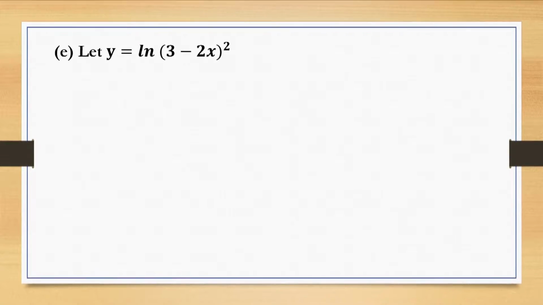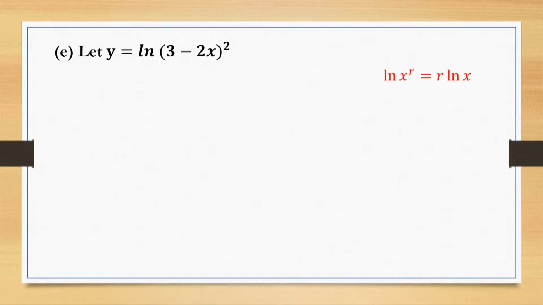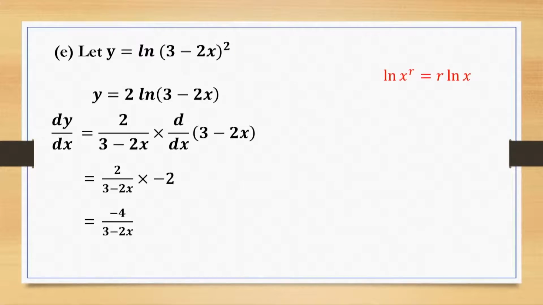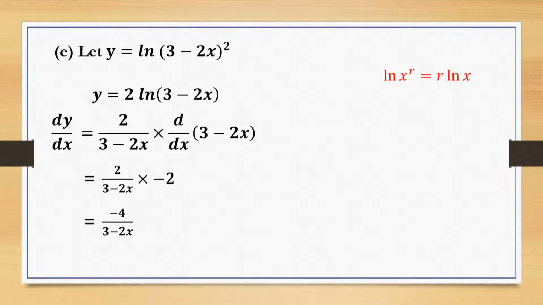Part E, I need to find the derivative of ln(3 minus 2x) squared. So here, what I have done, let y be equal to the given expression to be differentiated. Let y be equal to ln (3 minus 2x) squared. Now, you will recall in the laws of logarithm, you have learned that ln x to the power of r is also written as r ln x. So here I will get y equal to 2, the power 2, I put it in front.